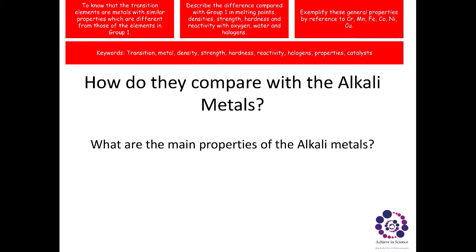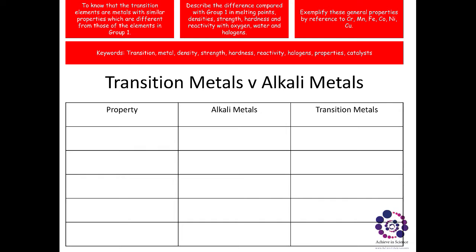But how do they compare with the alkali metals? If you can recall some of the main properties of alkali metals, it will first help to make this comparison. Here we have a table that's going to compare the different properties. First of all, we have reactivity. We find that the alkali metals are very much more reactive than transition metals, which are less reactive.